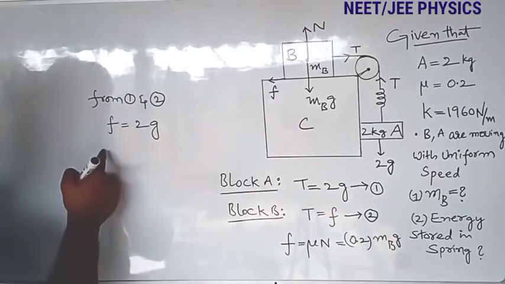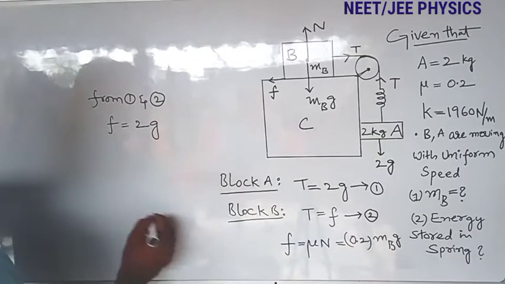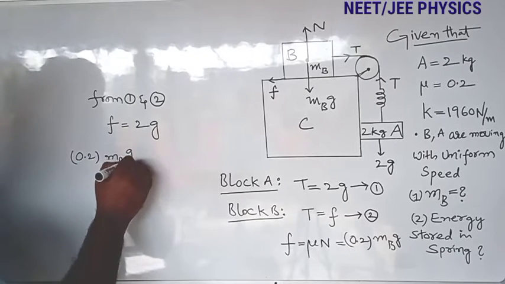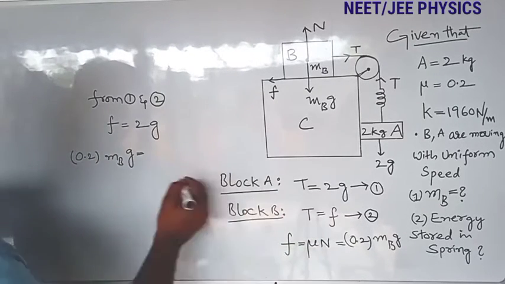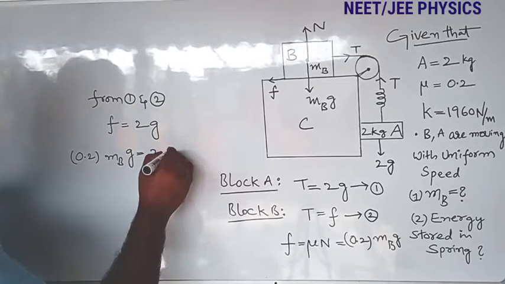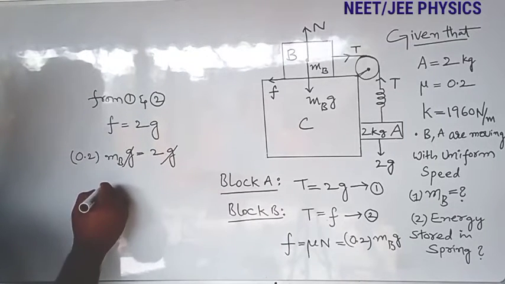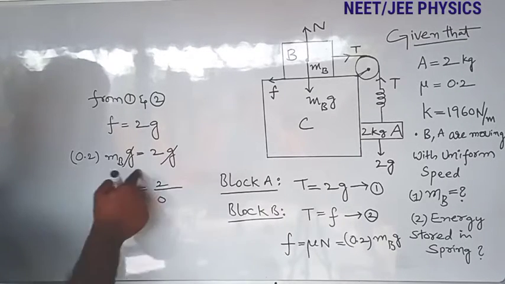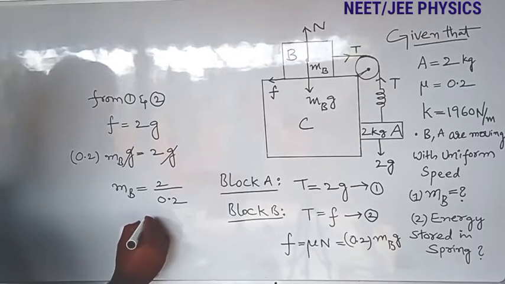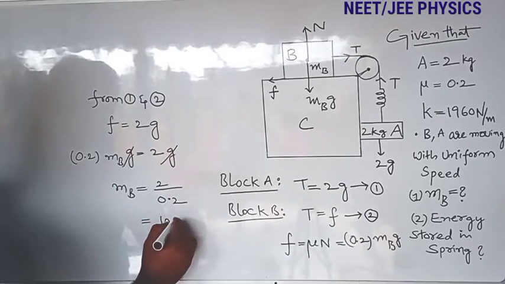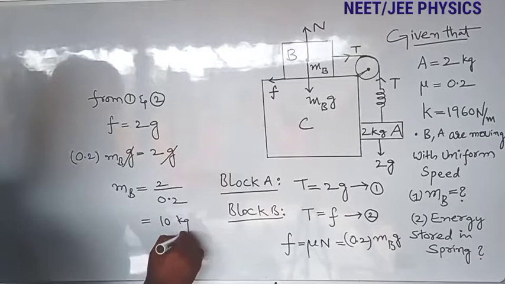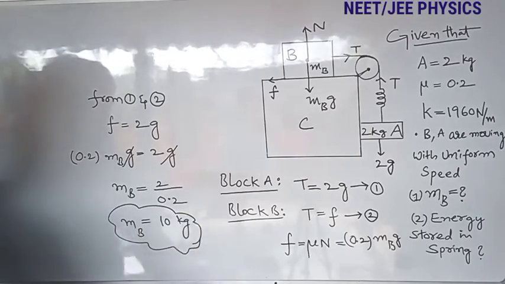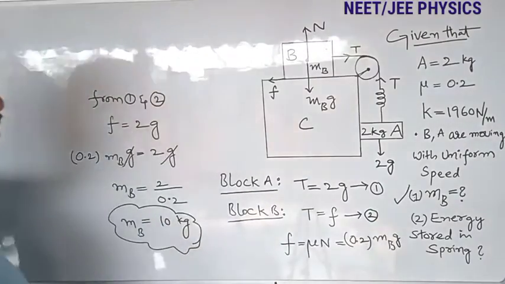From 1 and 2, what can we write? F equals 2G. Here the F value is 0.2 into mb into G, which is equal to 2G. Here G gets cancelled. 0.2 mb equals 2, so mb equals 2 by 0.2. This value mb equals 10 kilogram. This is the first question's answer.